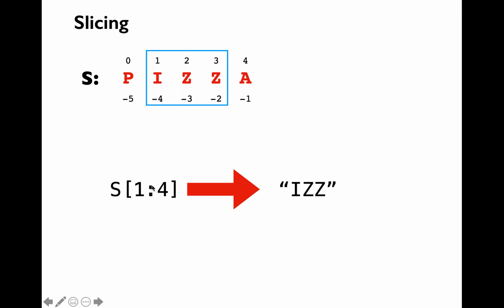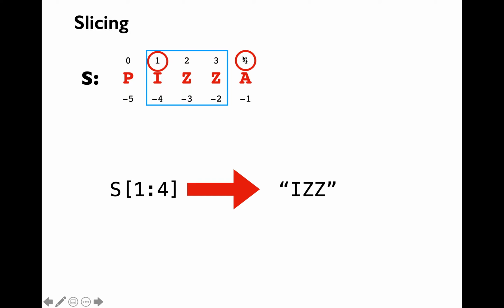The start index position is inclusive, meaning that the character at the index position 1 here is going to be part of your slice here. So character at index position 1 is I. So your slice is going to be IZZ. The position at the end is exclusive, meaning you stop right before you hit that particular index position. So your slice here is going to go from 1 to 3 and will not include the position of 4 here.